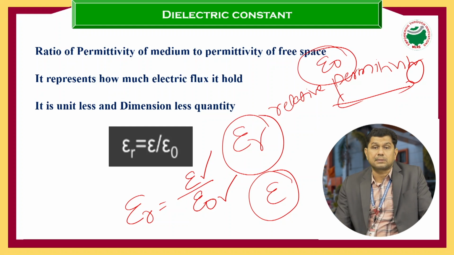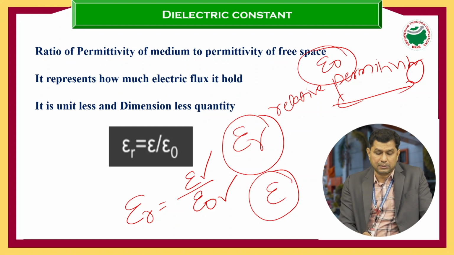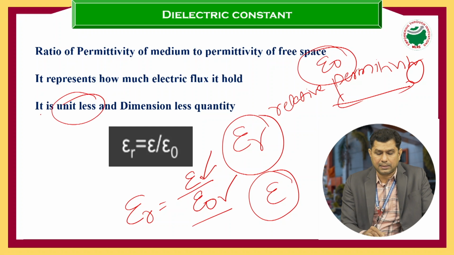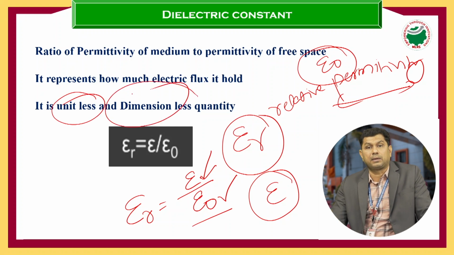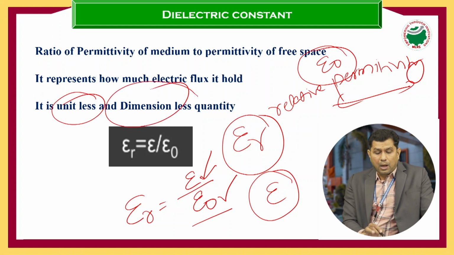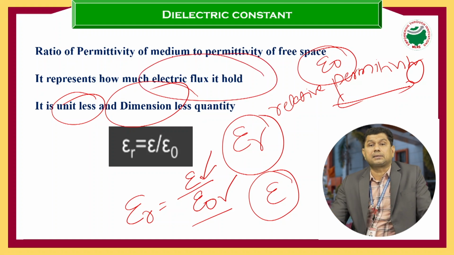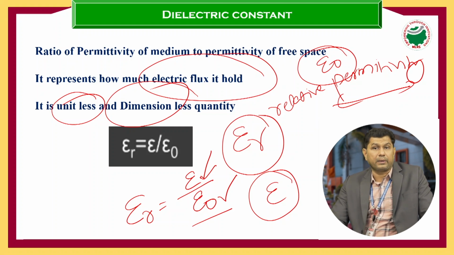Dielectric constant has no units. Why? Because same quantity ratio. That's why this is unitless and dimensionless quantity. What does it represent? It represents how much electric flux it can hold. If the dielectric constant is high, more flux it can hold. Low dielectric constant, less flux it can hold. But this property is very important in capacitor applications.